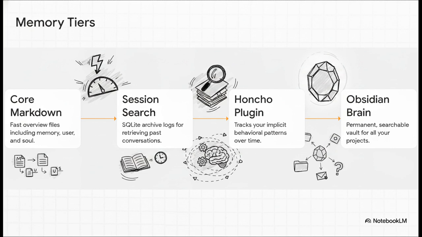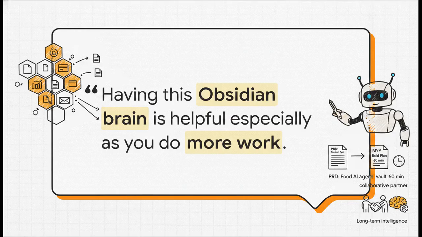Need to go deeper? Tier 3 brings in an external plugin called Honcho, which actually tracks your implicit behavioral patterns over time. And finally, Tier 4. This is where the real magic happens. This is linking your agent to an Obsidian second brain, effectively giving it a permanent searchable vault for literally all of your projects. Having this fourth level, this Obsidian second brain, is absolutely crucial as your workload scales up.